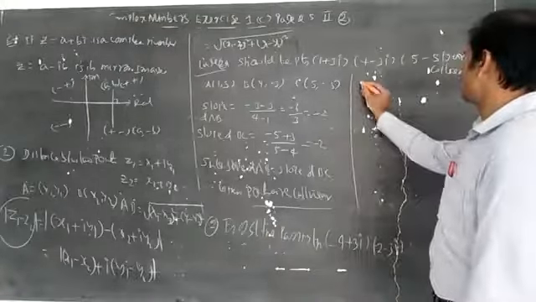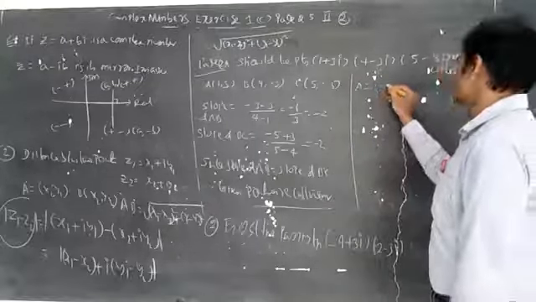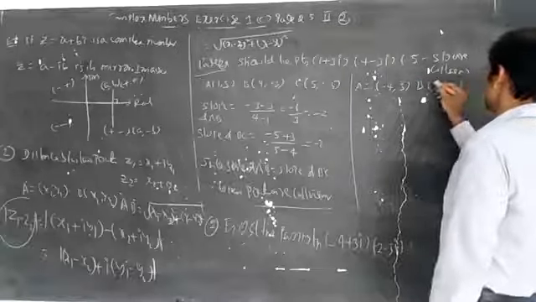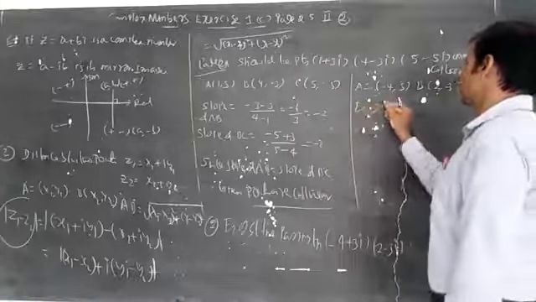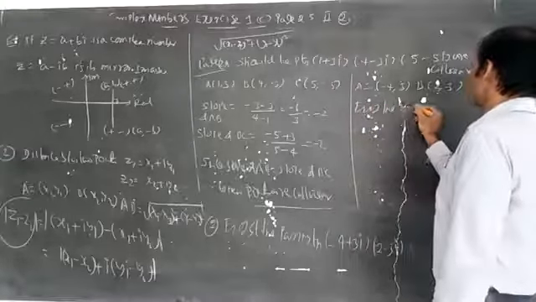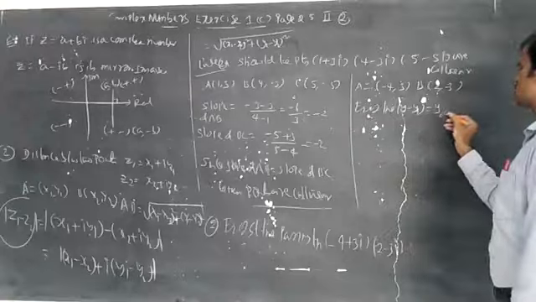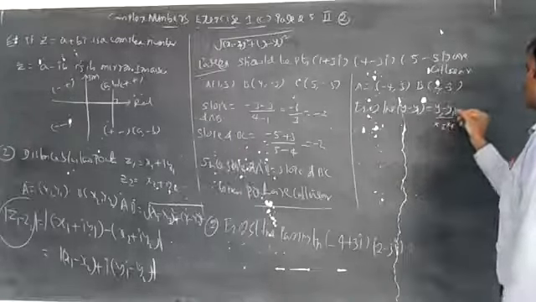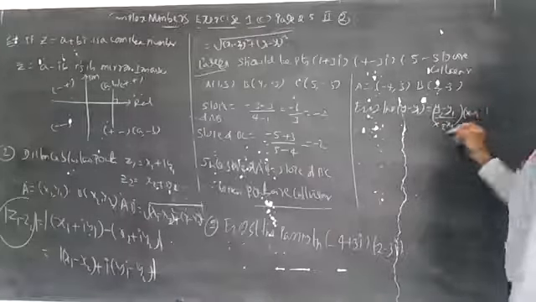Equation of line you should calculate. Let A is equal to (-4, 3) and B is equal to (2, -3). Simply the equation of line you can find directly. Equation of line formula: y - y1 is equal to (y2 - y1)/(x2 - x1) into (x - x1).